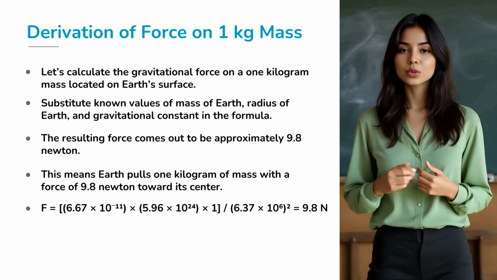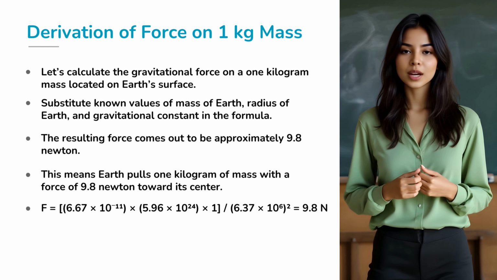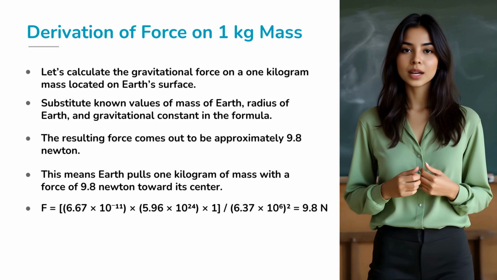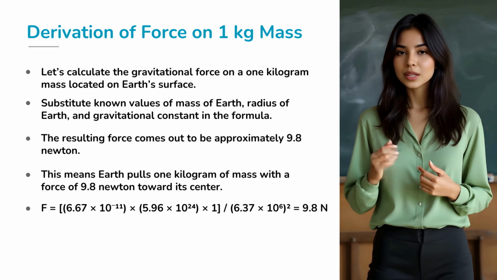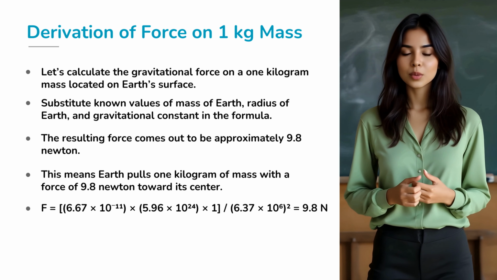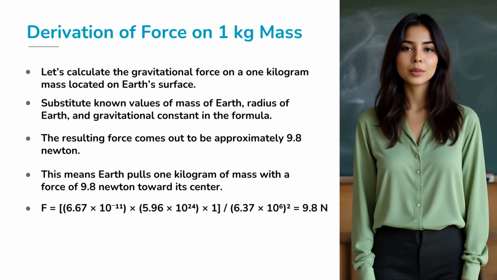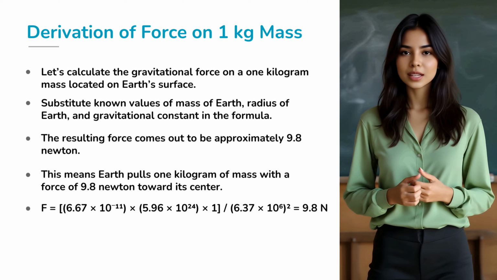This means the Earth pulls 1 kilogram of mass with a force of 9.8 newtons straight downwards. This number, 9.8, is extremely important in physics. It is why, when you let go of something, it accelerates downward at about 9.8 meters per second squared.